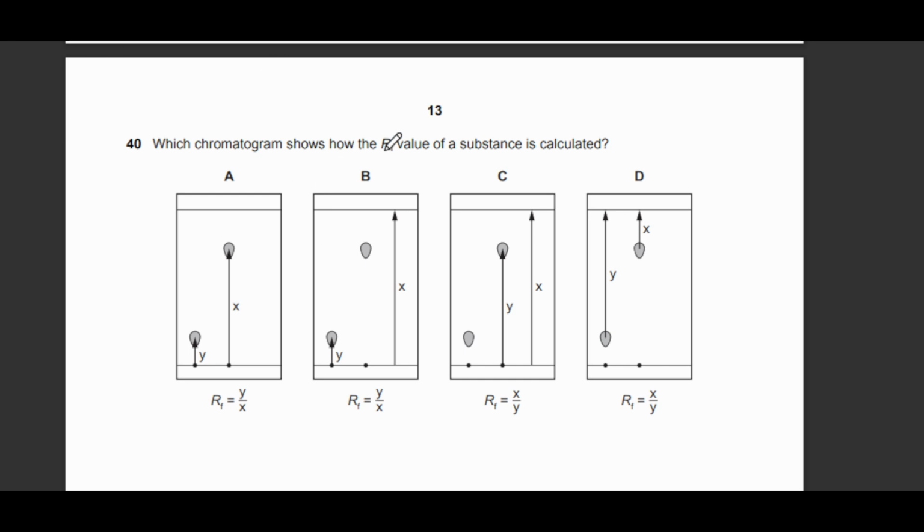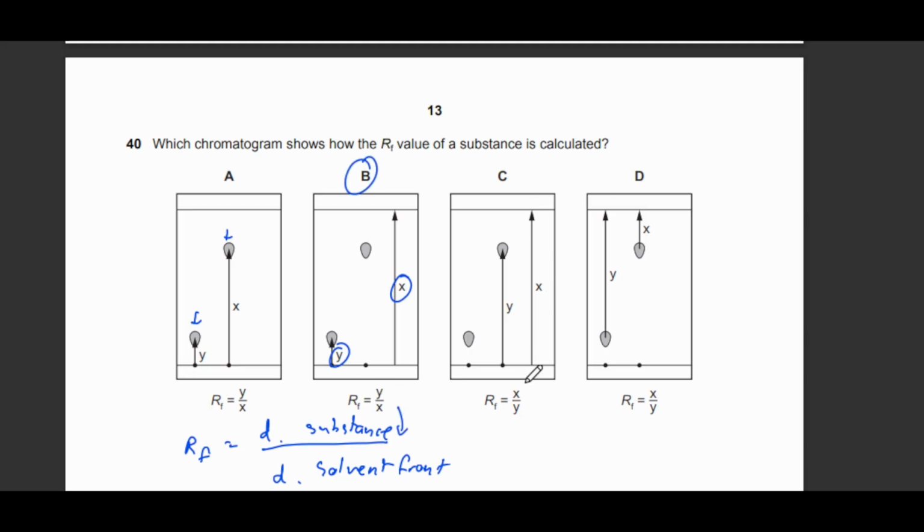Finally, which chromatogram shows the RF value of a substance that is calculated? So RF value is the distance traveled by the substance, or the pigment, right, over the distance traveled by the solvent front. Okay, so if you see here, A is wrong because this is pigment 1 and this is pigment 2. You're not finding the RF value of this. Next, X is the solvent front, Y is the substance, right? And they gave you the formula Y over X, so it fits with this, so the answer is B.